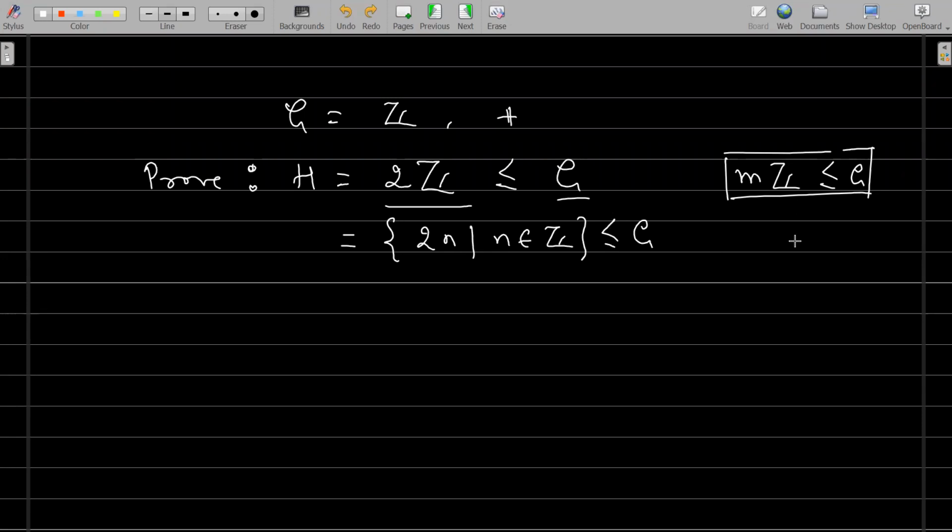So your criteria is the following. You have to observe that H is non-empty. Just ensure that it is non-empty. And whenever A, B belong to H, you have to prove A minus B, because this is additive notation, belongs to H. That is what you have to prove.